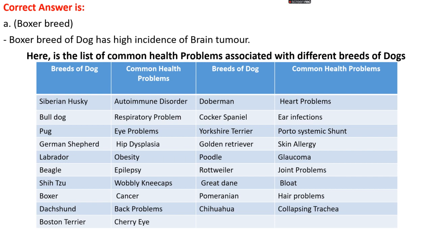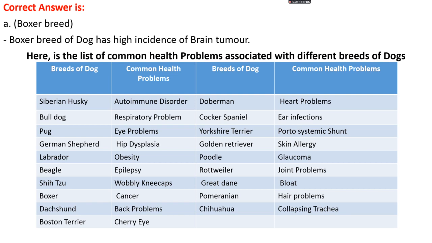Here is the list of common health problems associated with different breeds of dog. In case of Siberian Husky, the common health problem is autoimmune disorder. Bulldog, we can see respiratory problem. Pug, eye problem. In case of German Shepherd, hip dysplasia. Labrador, obesity. Beagle, epilepsy. Shih Tzu, wobbly kneecap. Boxer, cancer. Dachshunds, back problem. In case of Boston, cherry eye. Doberman, heart problem.